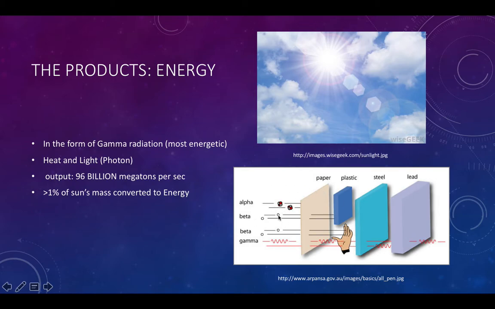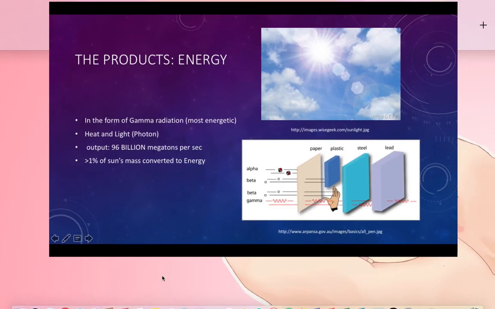Alpha particles and beta particles have less energy, and those are particles that we deal with on a very daily basis. Another form of energy is heat and light in the form of photons, and the output for the sun is 96 billion megatons per second. Less than 1% of the sun's mass is converted to energy. The rest are all helium atoms. Here it says greater than, but I actually meant less, so less than 1% of the sun's mass converted to energy.